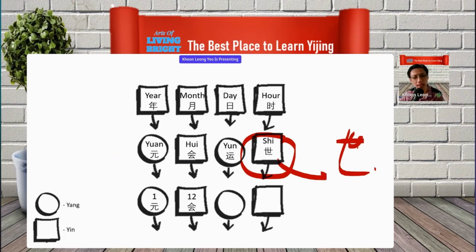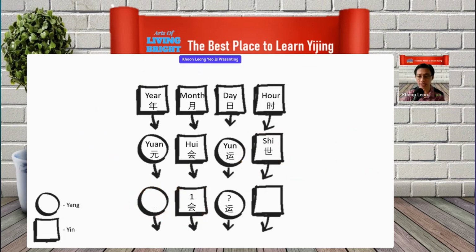Okay, back to just now that one. So if 1 year equals 12 months, then 1元 is equal to 12 hui. No brainer, right? Easy to understand. And therefore, if 1 month is equal to 30 days, then 一会 equals how many yun? Type in the chat box. If 1 month equals 30 days, 一会 equals how many yun?